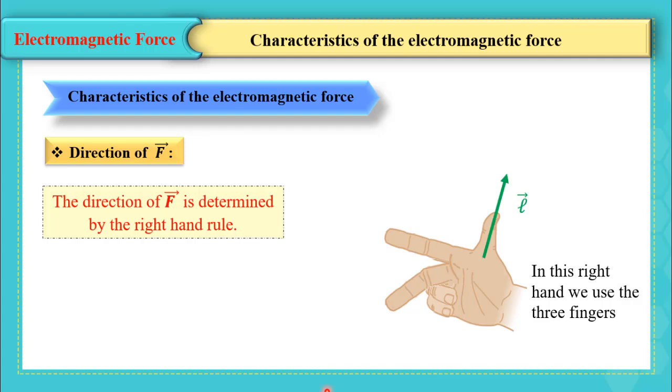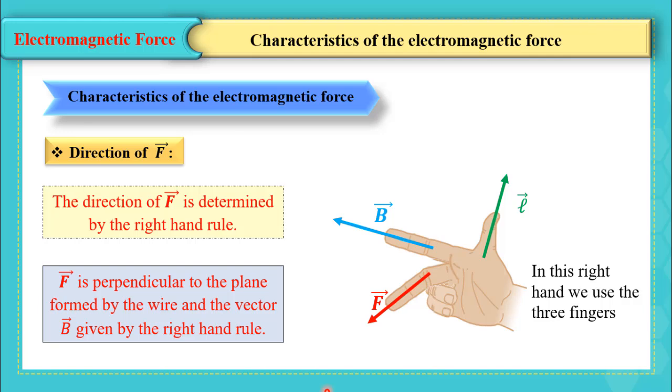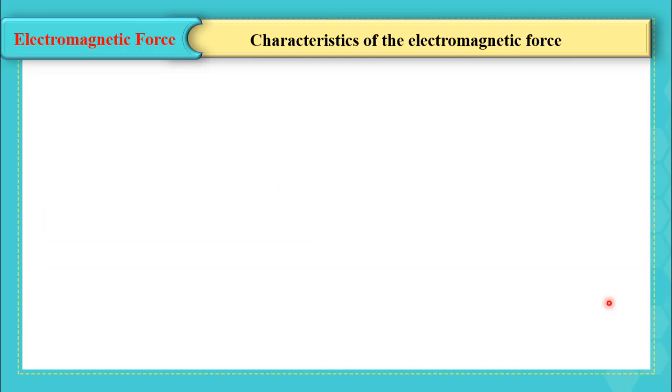Put the thumb in the direction of L vector, the pointer in the direction of B vector, and then the middle finger gives the direction of F vector. Then the direction of F is stated as the perpendicular to the plane formed by the wire and the vector B given by the right-hand rule. It's good to talk about an example.